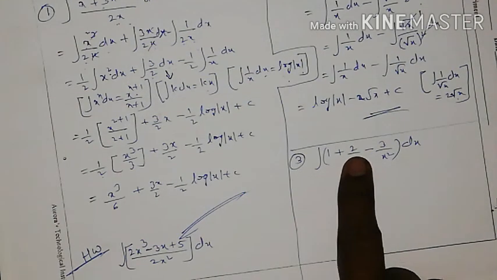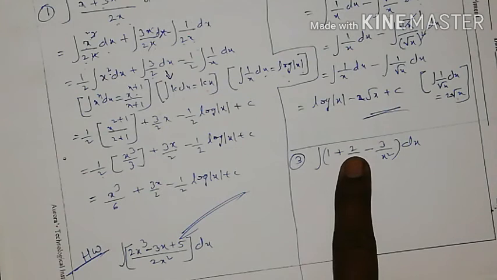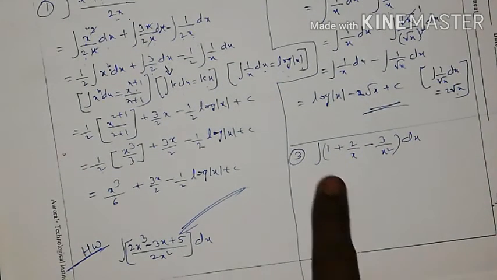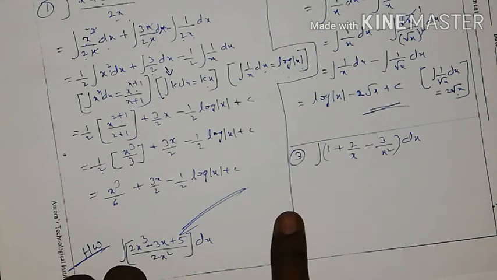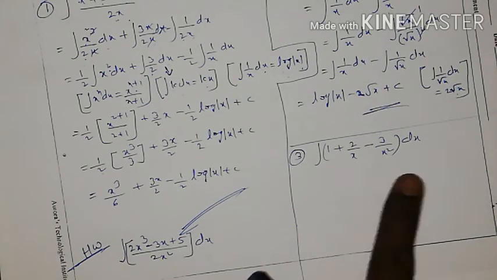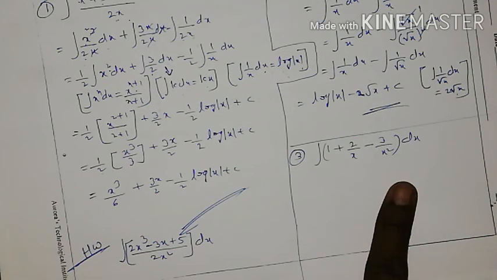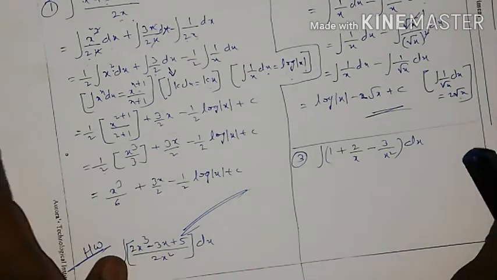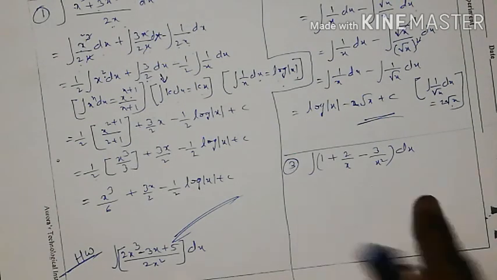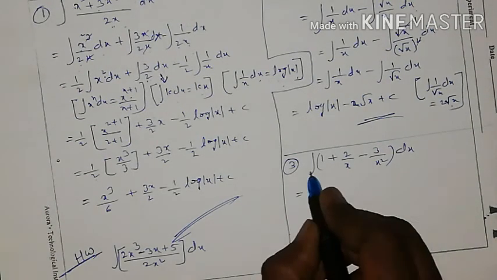Here x is the denominator only for 2, and x square is the denominator only for 3. You can't write it as 1 by x or 1 by x square, 2 by x square, because they are seeing 3 different terms. You can separate them directly, because some students will get confused. That's why I'm explaining clearly. So write them clearly. Separate them now.